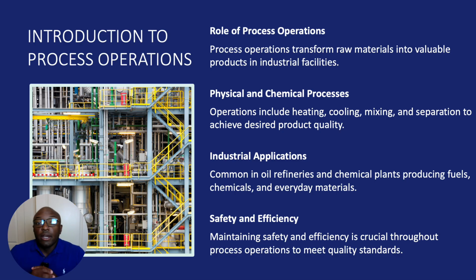For high school students, understanding process operations provides an insight into how science and engineering are applied in real world industries. These operations involve a combination of physical and chemical processes such as heating, cooling, mixing, and separating substances. The goal is to ensure that the final products meet quality standards while maintaining safety and efficiency throughout the process. This introduction sets the stage for exploring how these operations are carried out in specific industries like oil refining and chemical manufacturing.